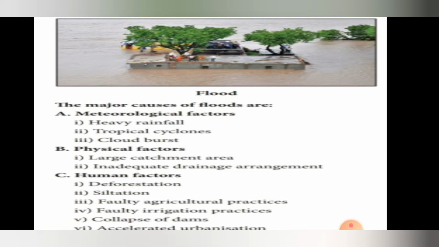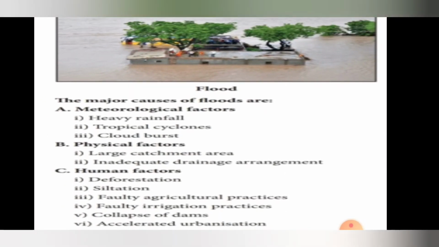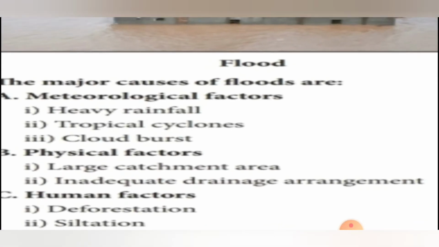They have given 3 points here. First one, meteorological factors. Second one is physical factors. Third one is human factors. First one, meteorological factors. First point is heavy rainfall. Second point is tropical cyclones. And third point is cloud burst.